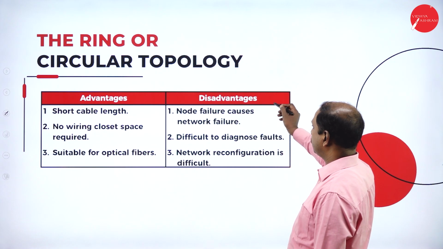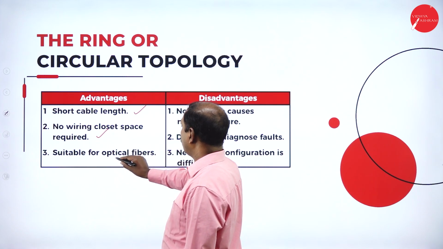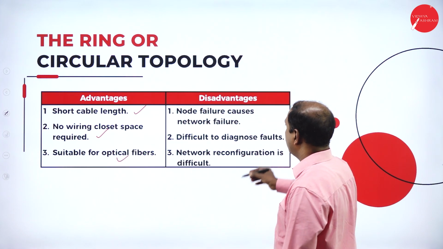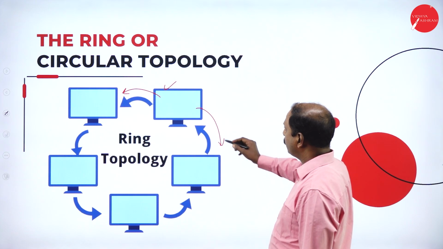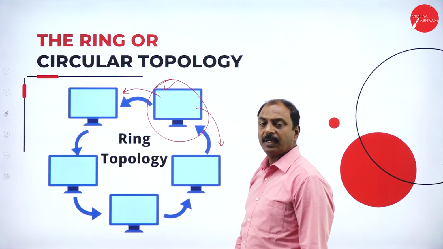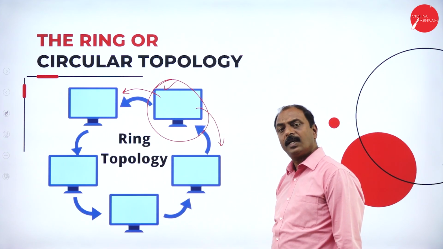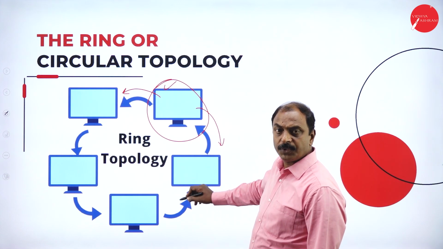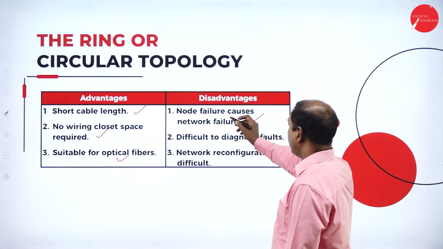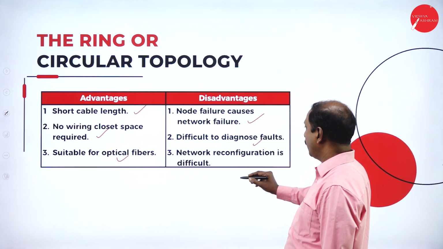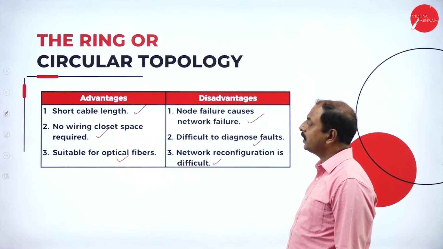Now look at the advantages and disadvantages. It requires short cable length, no wiring closet space required, and is suitable for optical fibers. This is the advantage. And drawbacks: node failure causes network failure. So in this network, if any one of the nodes is not able to function properly, then the entire network goes down, and no other computers in the network can communicate with each other. That is the drawback of this topology. And difficult to diagnose faults is another drawback. Network reconfiguration is difficult. So these are the disadvantages of ring or circular topology.